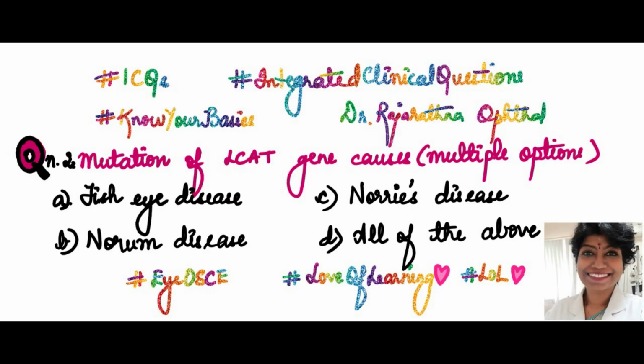Mutation of LCAT gene causes... I've already explained to you, which is your fisheye disease and Norum's. Now in Norum's, apart from what you have in fisheye disease, like a lipid deposition in the cornea, do you have anything else? See, there's so much free cholesterol in the body because of complete LCAT deficiency.